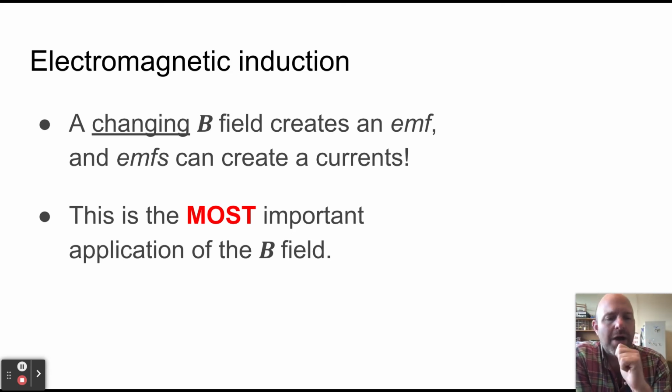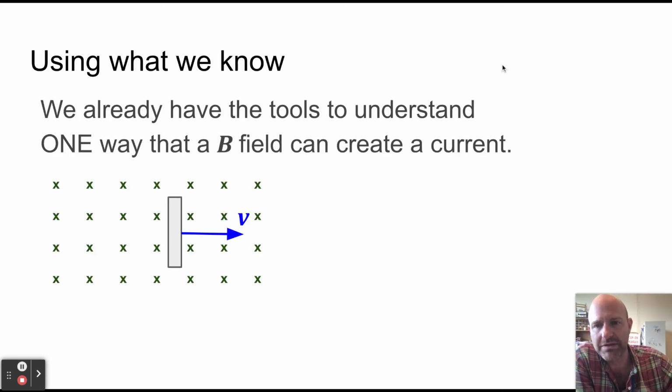This is the basic idea behind what we call electromagnetic induction. A changing magnetic field creates an EMF or a voltage, and EMFs, of course, can cause currents if they're attached to a continuous conducting path. This is the most important application of the magnetic field for us, because it allows us to talk about generating electrical power, running motors, so doing useful work using electricity.